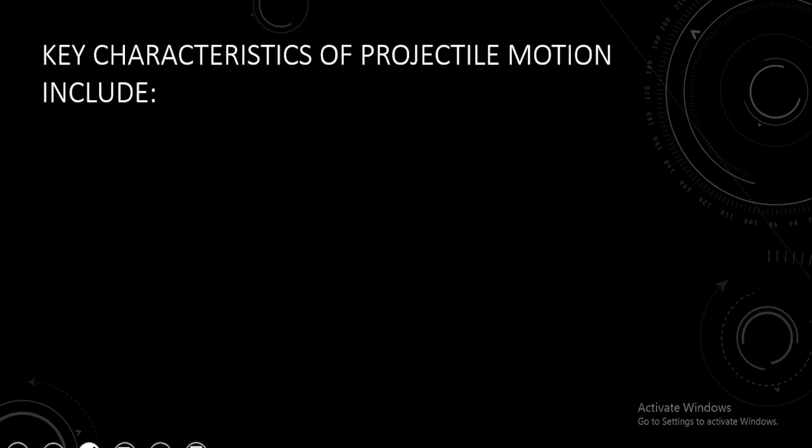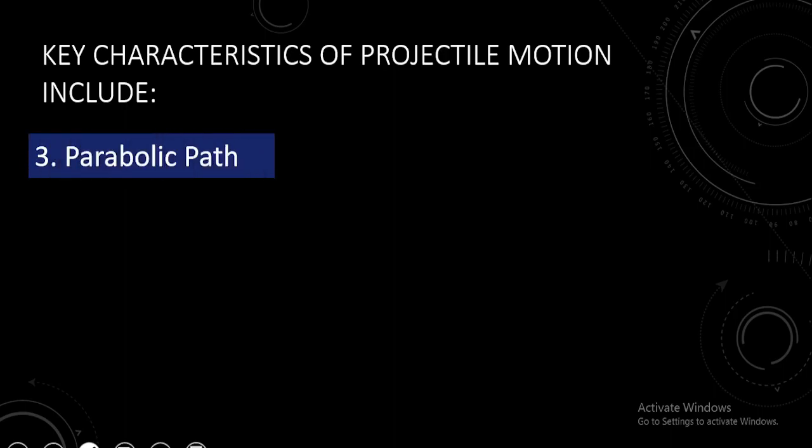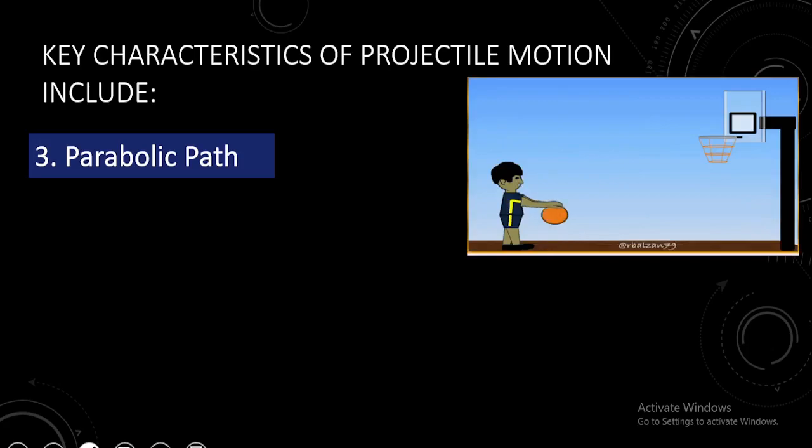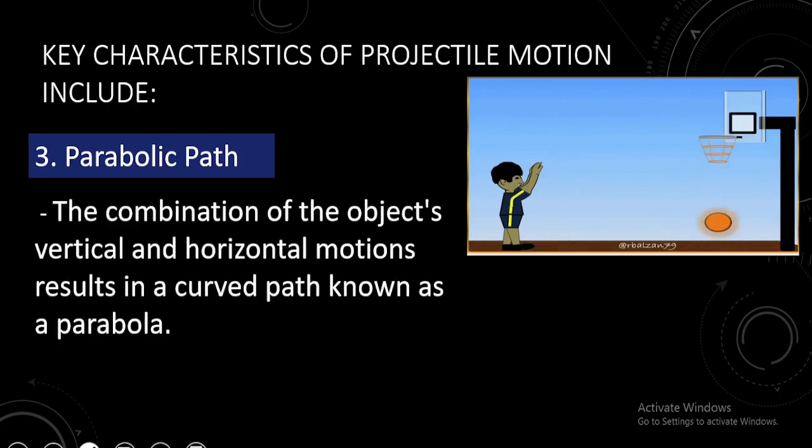We have the horizontal component, vertical component, and now when you mix the two, it will have a parabolic path. So the object will have to travel a parabolic path. Why? Just like this kid shooting the basketball, when he shoots it, there's a parabolic path that is being traced by the basketball. This happens because of the combination of the object's vertical and horizontal motion. So this results in a curved path known as the parabola.